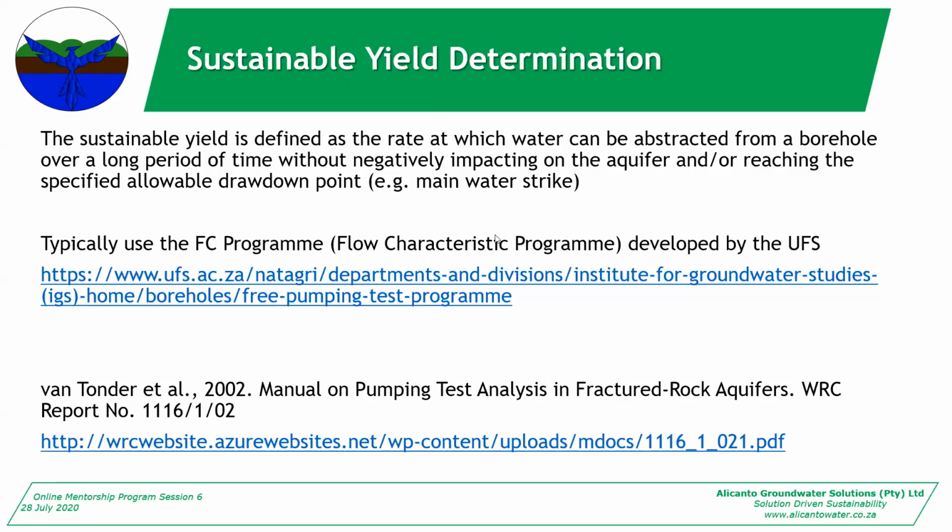Okay, we typically use FC, like I said. This is the website link for the program. It'll download a zip file with the Excel spreadsheet. And then here is the manual on pumping test analysis, the WRC report by Van Tonder et al. from 2002. This is a direct link to that. Otherwise, you can just go on the WRC website and search in the Knowledge Hub. You'll get to this. It's a useful manual. If you couple this with your Chrysamon and Derrida that we spoke about in the previous sessions, that's definitely worthwhile.